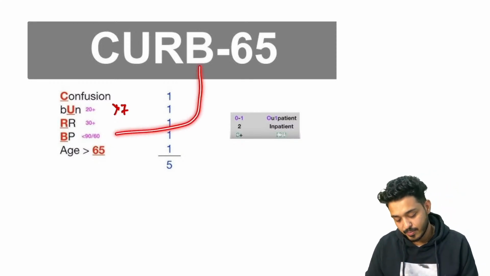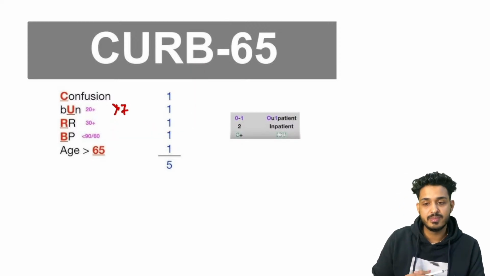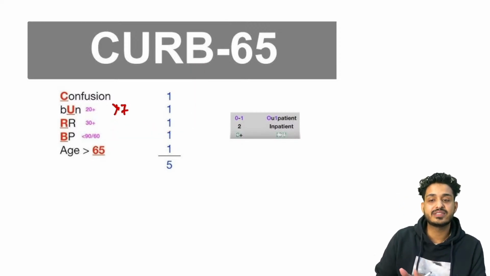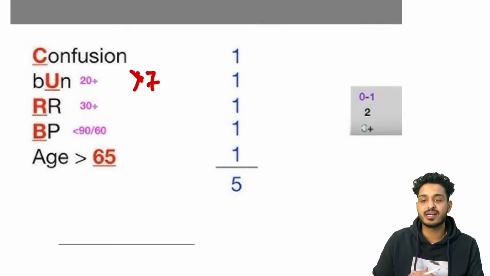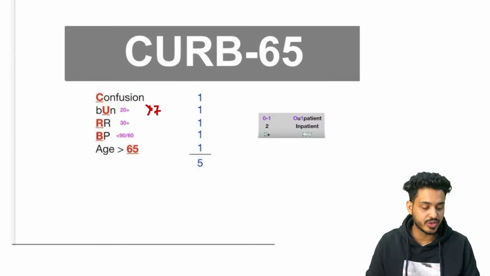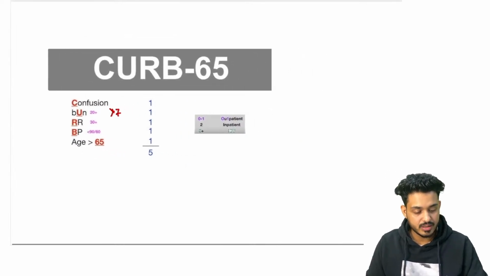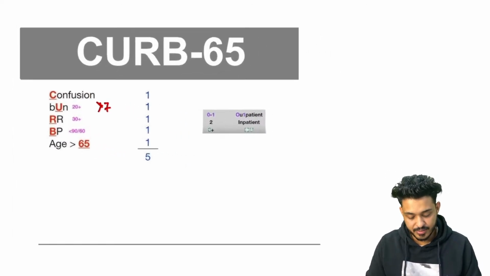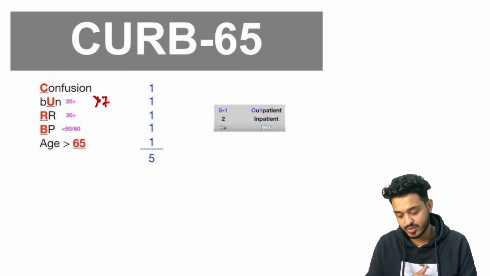Next, B is going to be the BP, less than 90 systolic or less than 60 diastolic. And if age is more than 65, that is going to be the CURB-65 score, right?